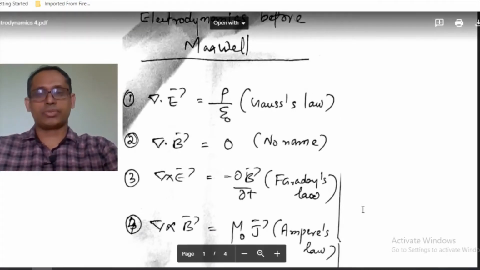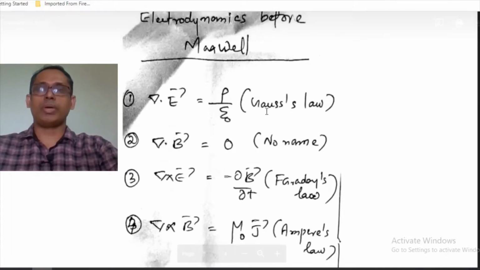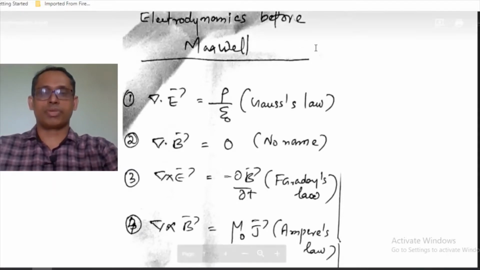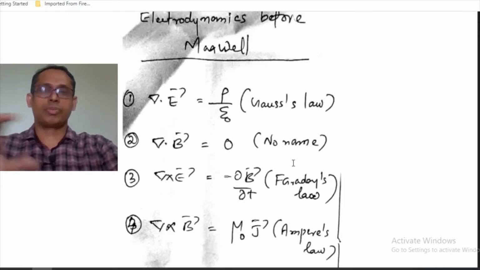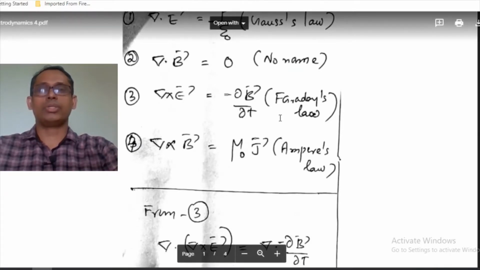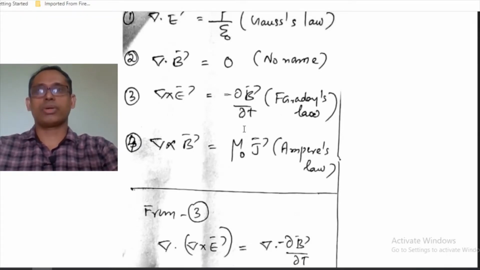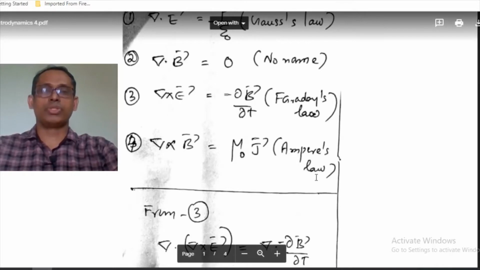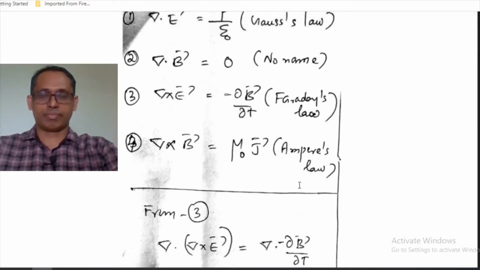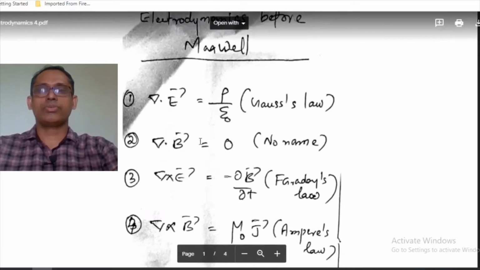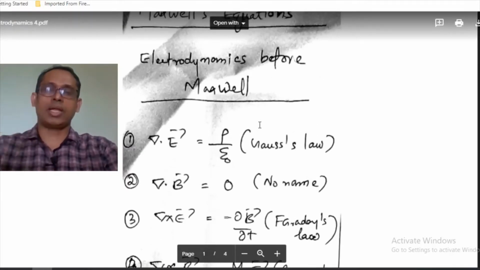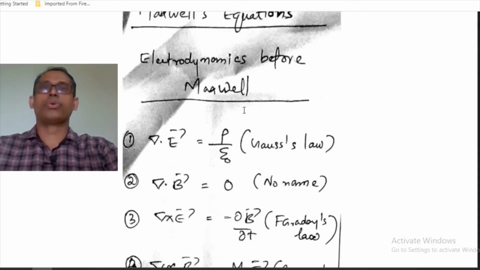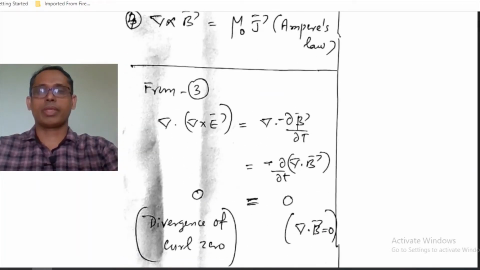governing electrodynamics were del dot E equal to rho by epsilon 0, that we obtained from Gauss's law; del dot B equal to 0, no special name for that law; del cross E equal to minus dou B by dou t for Faraday's law; del cross B equal to mu 0 J for Ampere's law. So these were the four laws in electrodynamics before Maxwell. Okay.